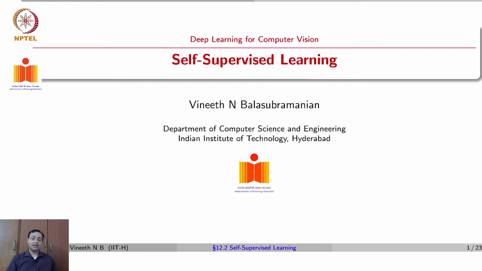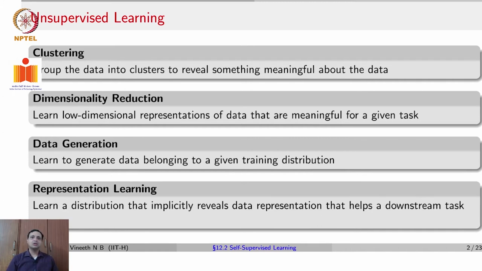The next topic that we'll get into for this week is a very popular one these days called self-supervised learning. Unsupervised learning, the tasks that could be categorized under this topic could be clustering, which groups data into clusters to reveal something meaningful about the data, dimensionality reduction, to learn low-dimensional representations of data that could be useful in some tasks, data generation, which is where we talked about GANs and VAEs and other generative models, where the goal is to generate data belonging to a given training distribution.